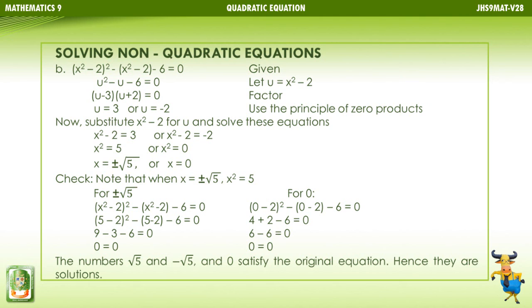x² − 2 = 3 or x² − 2 = −2. x² = 5 or x² = 0. x = ±√5 or x = 0.